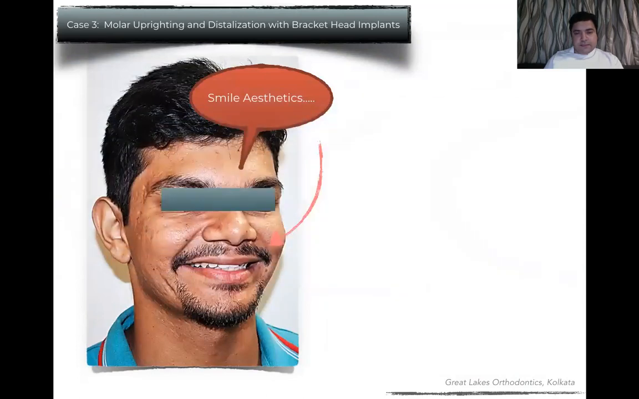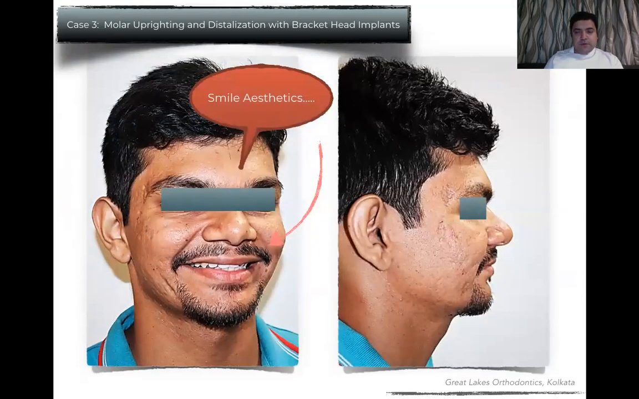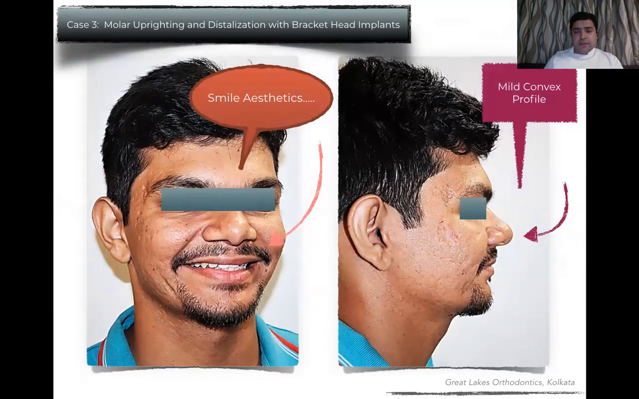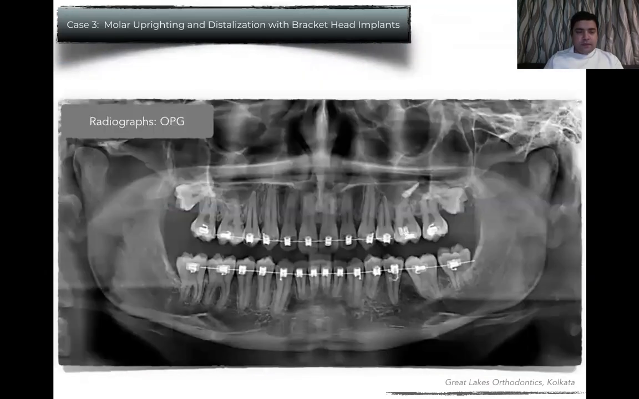Good smile aesthetics. And the profile was maintained at mild convex, but it's a very acceptable profile considering that the patient has a bit of mandibular retrognathia. So what did we achieve with respect to the radiographic perspective?